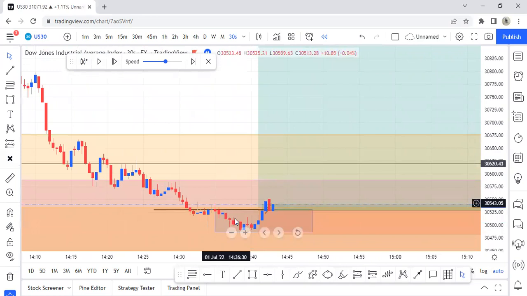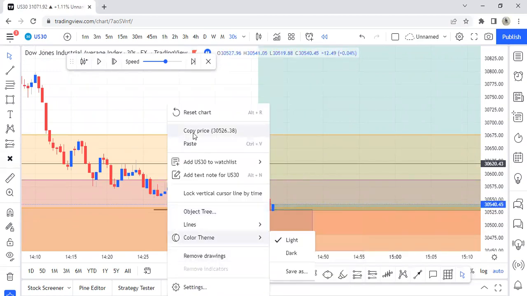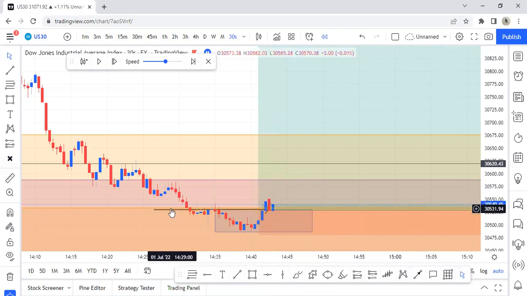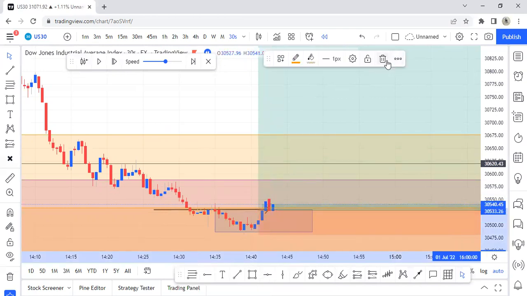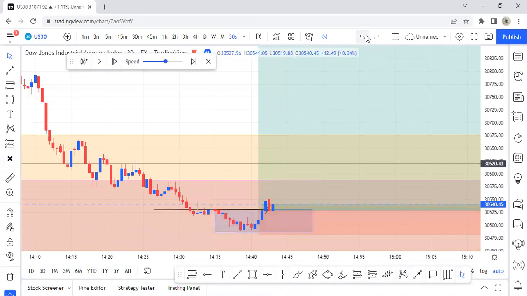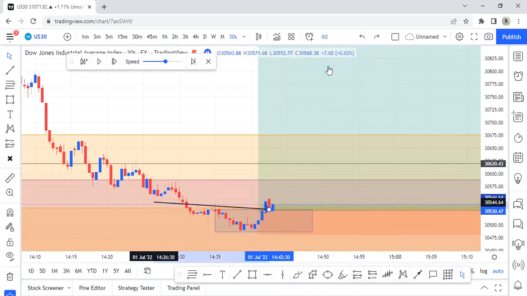So when price came here, let me remove this arrow first so you can see clearly. Sorry, let me also remove this arrow. I'm trying to remove this arrow. All right. So let's look closer at what happened.